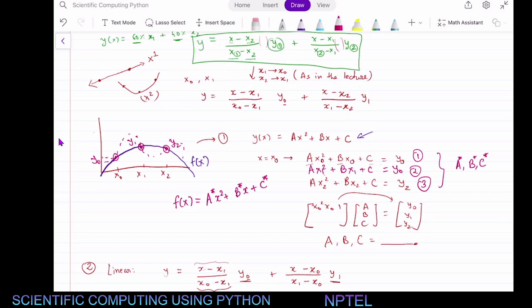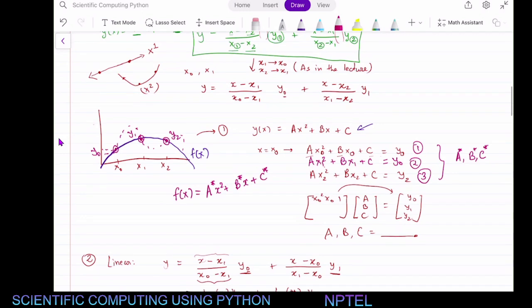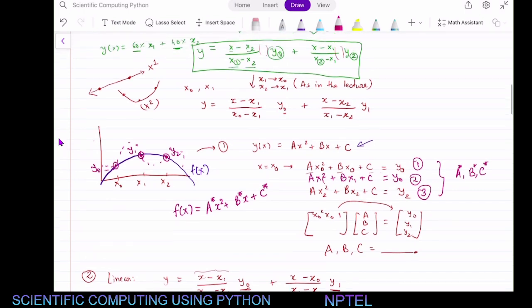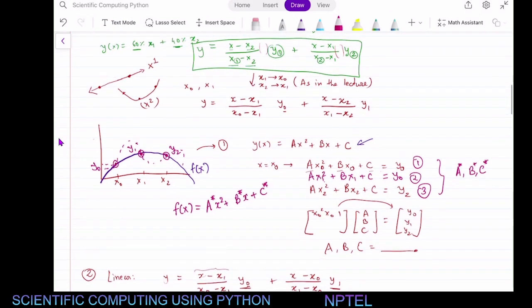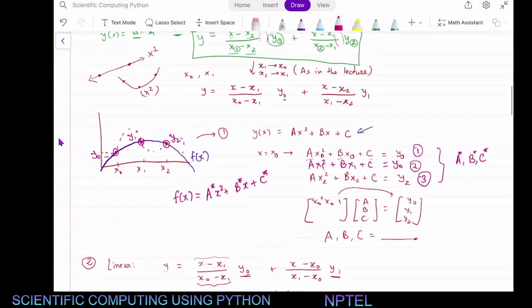Okay, I got it. So it is not like x naught squared gives a complete function. We just calculated those numbers a, b, c in that function. Yes. Why? Because we know that at those points the values are given. Okay, got it.